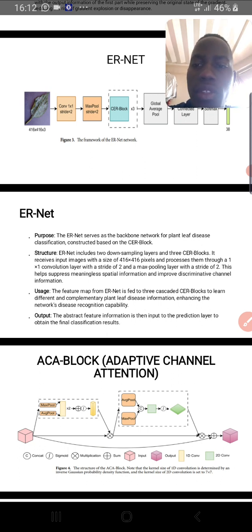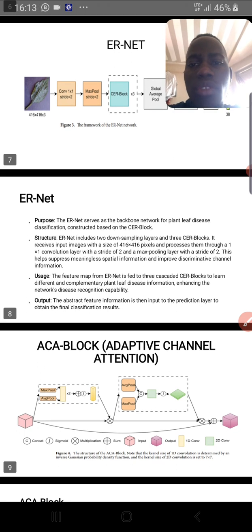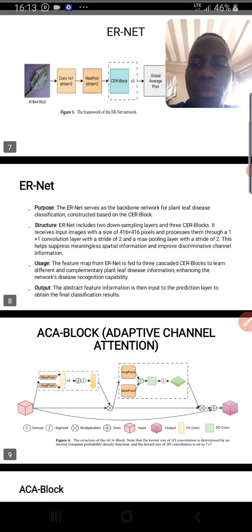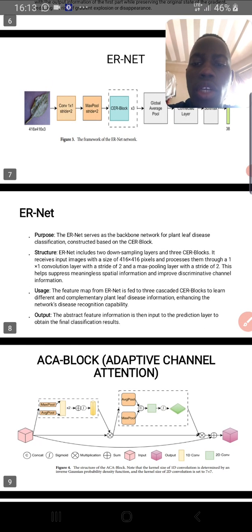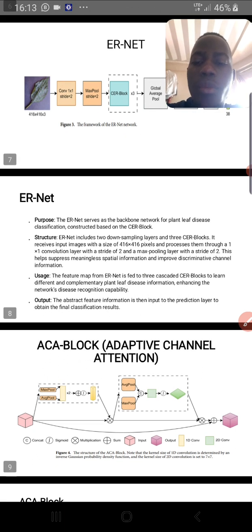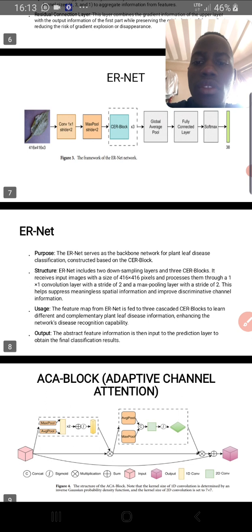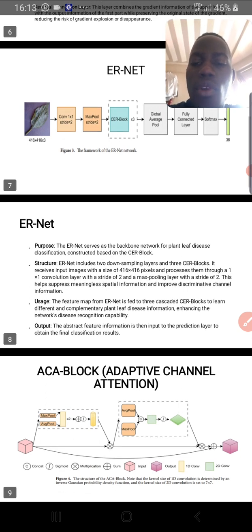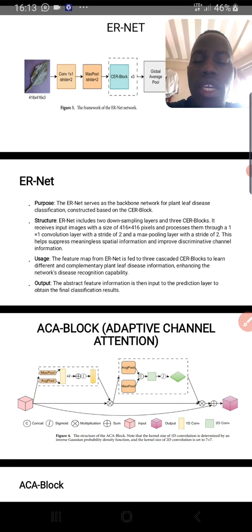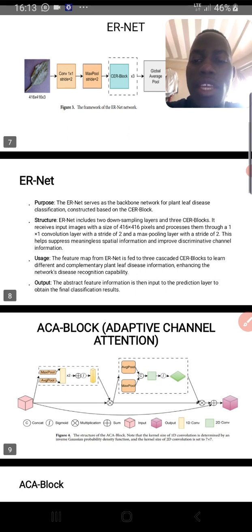It receives images of the size 416 by 416 pixels, which are processed through a convolutional layer having a stride of 2, and then a max pooling layer having a stride of 2. This helps to remove the meaningless information and also improve the discriminative channel information, through the CER block, because it extracts the feature information from the images.